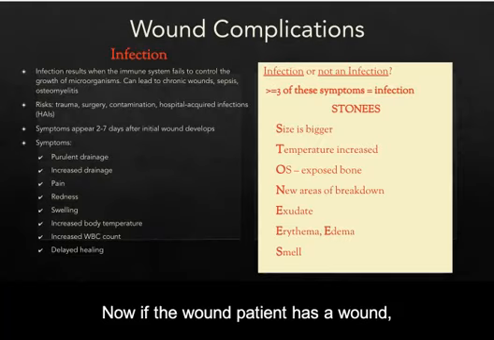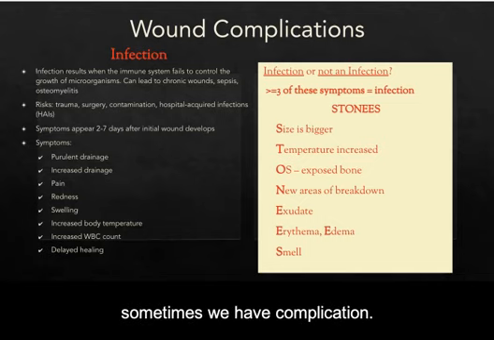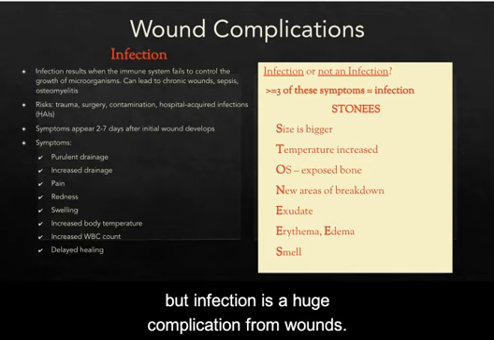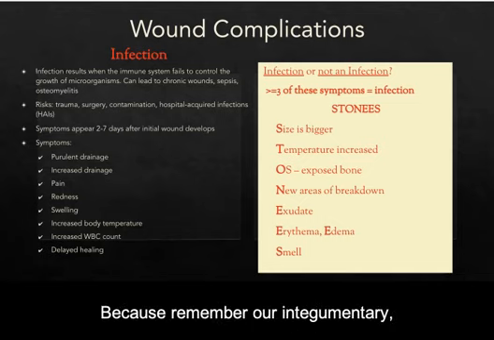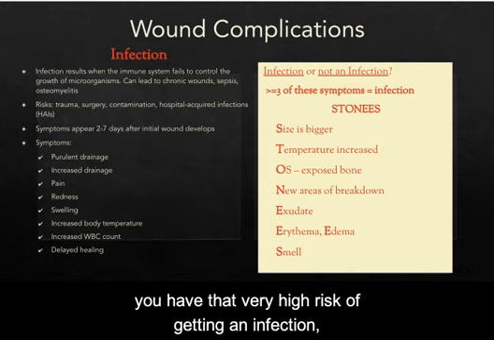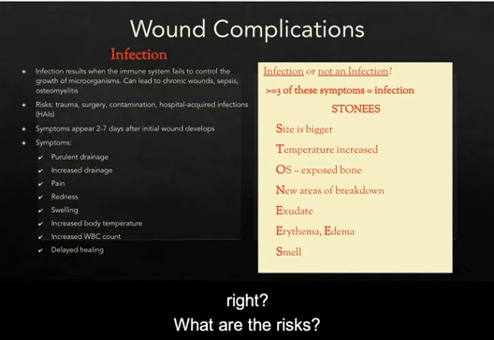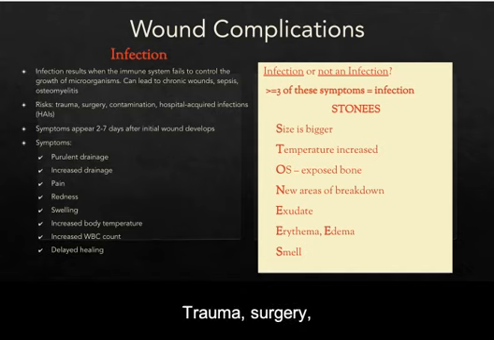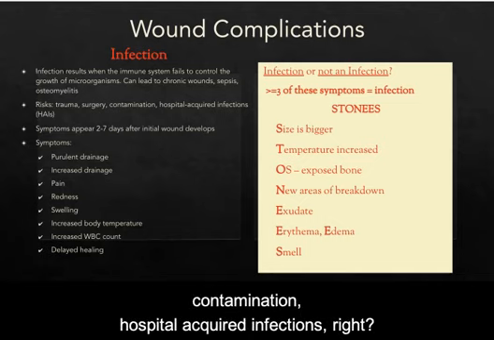Now, if the patient has a wound, sometimes we have complications. We talked a little bit about infection, but infection is a huge complication from wounds, because remember, our integumentary system, our skin, is our defense mechanism. When it opens up and you have a wound, now you have a very high risk of getting an infection, right? What are the risks? Trauma, surgery, contamination, hospital-acquired infections, right?